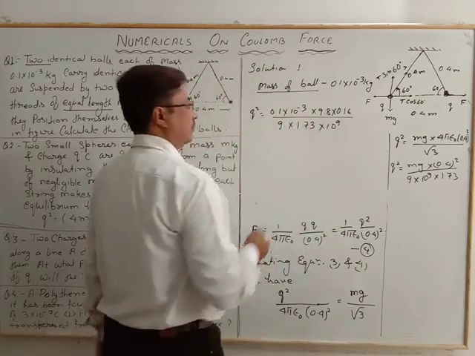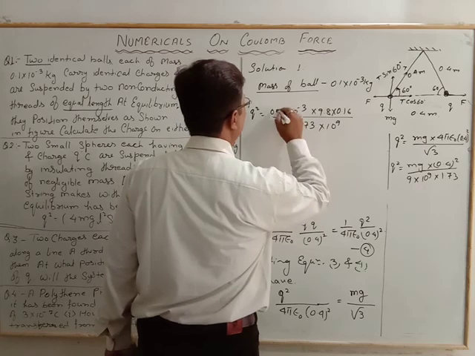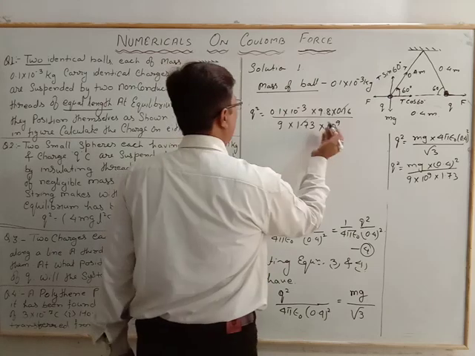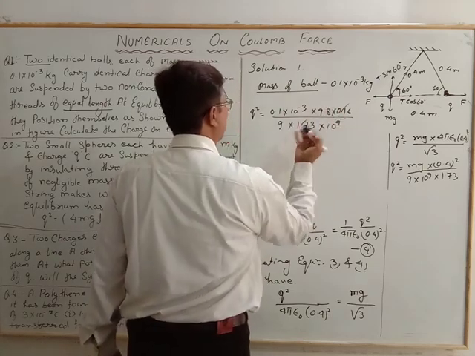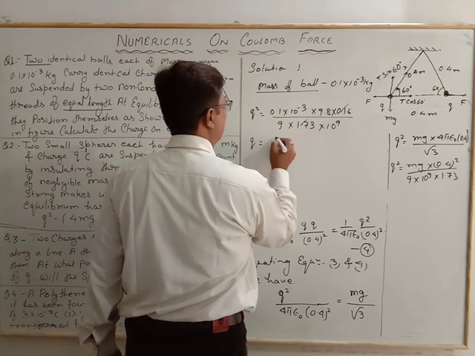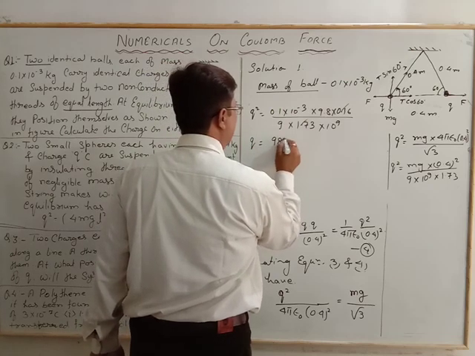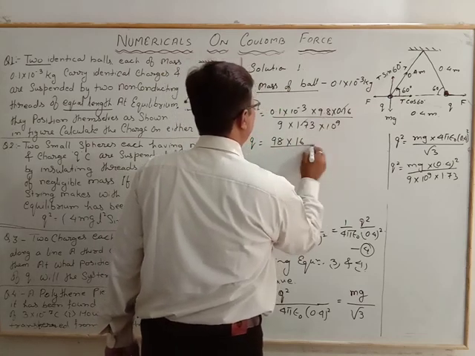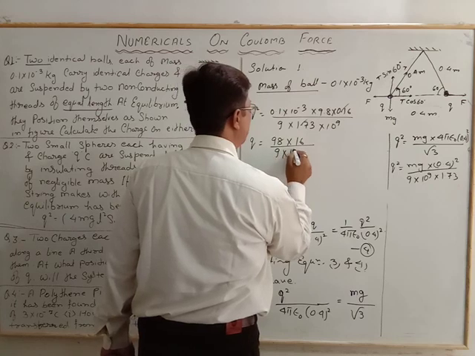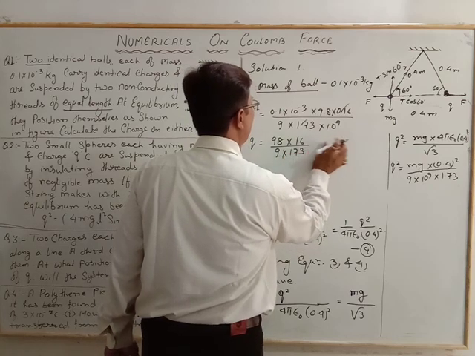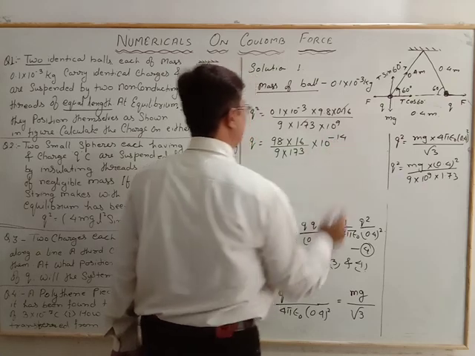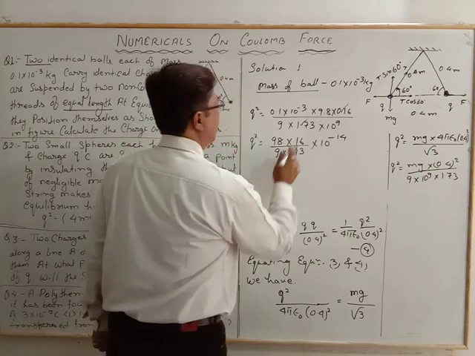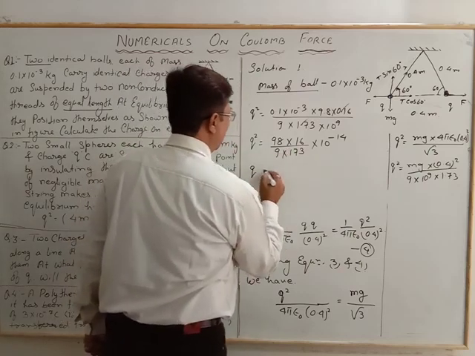It becomes 10 to the power 14, and if we cancel this one, 2 point from here, 2 point from here, and 2 places are here, that becomes q is equal to 9.98, not 9.8, 98 into 16 by 9 into 173, and that into 10 to the power minus 14. That much q square.